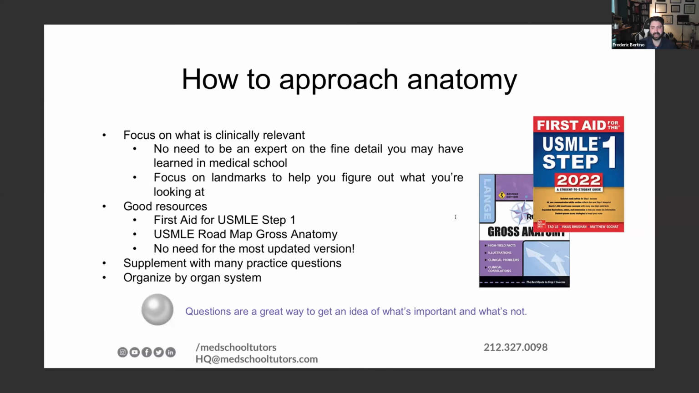I think anatomy can be a very daunting subject for a lot of people studying for the exam. It does have a tendency to come back in various ways throughout the step exam. So step 1 is going to be a lot more your gross anatomy, like, do you know this or do you not know this kind of question, focusing a lot more on small details.